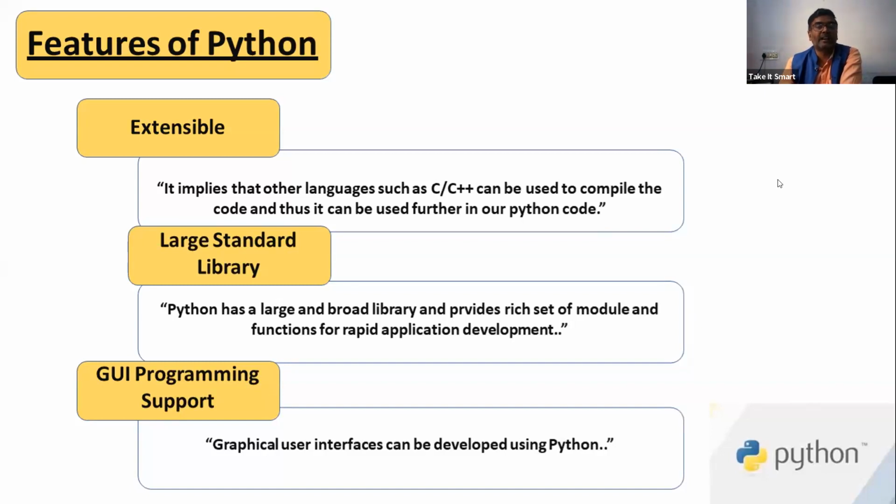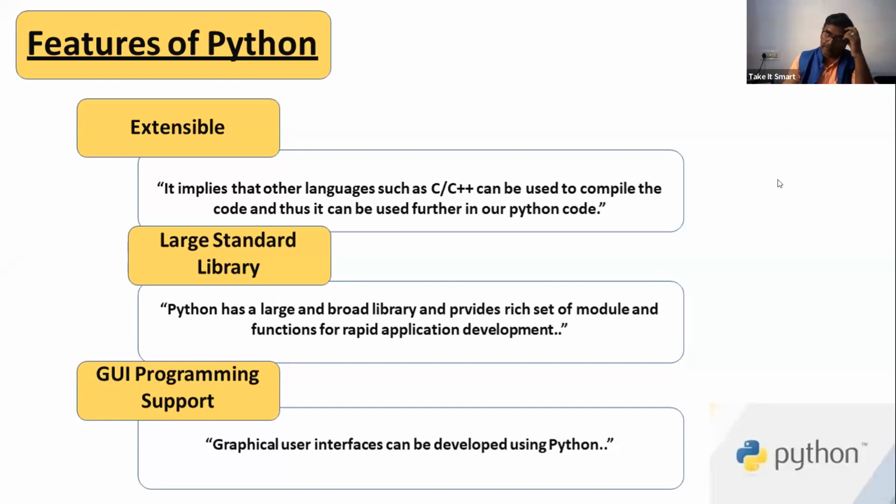So, a large standard library. Python has a large and broad library and provides a rich set of modules and functions for rapid application development. Any programming language is successful if it has large inbuilt functions, so that work can be done easily using those inbuilt functions. If we have to write everything from scratch to get something done, it will be difficult, and programmers will leave it and will not use it.